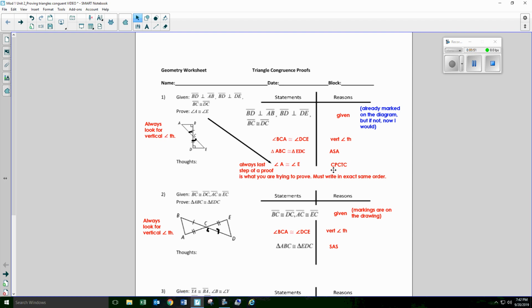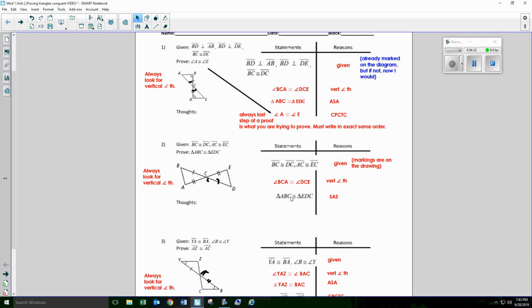So one thing to note, you can only use CPCTC after you prove triangles congruent. You can never use CPCTC unless you've proven triangles congruent, the entire triangle. Not an angle, an entire triangle congruent to another triangle. Okay, whatever you're trying to prove is always your last step in your proof. And you must write it exactly in the same order they have it in right here. Okay, as I mentioned right here. So here's just a note that you're always looking for vertical angle theorem. All right, so that's proof 1.